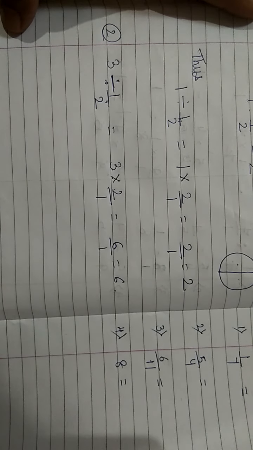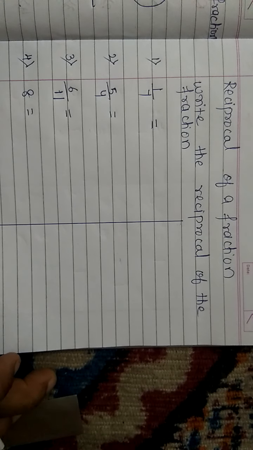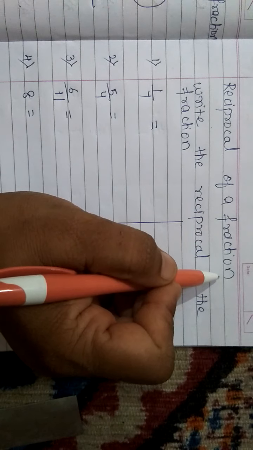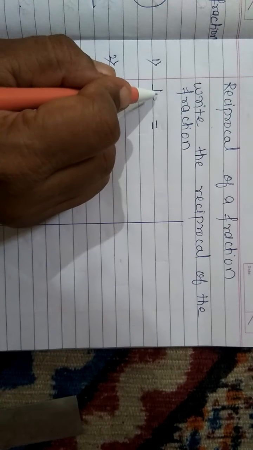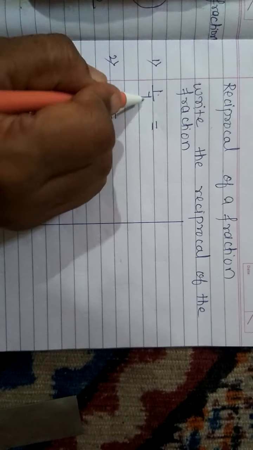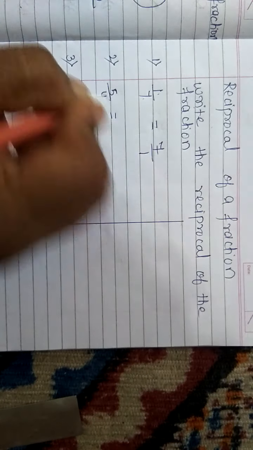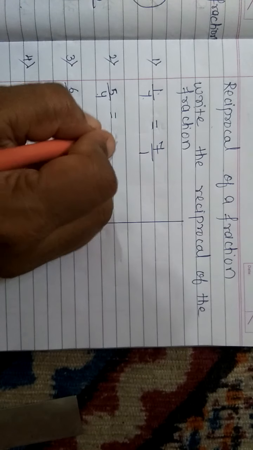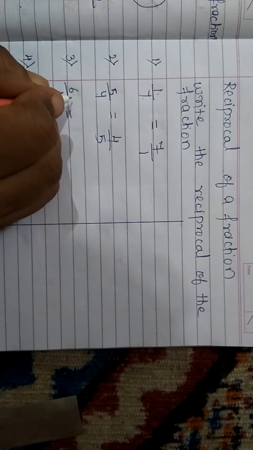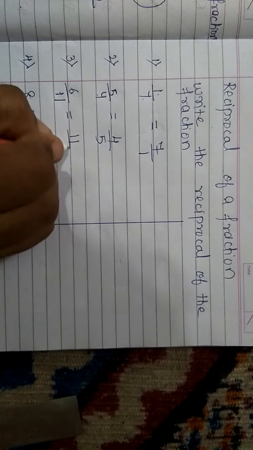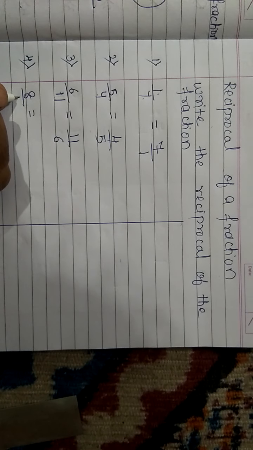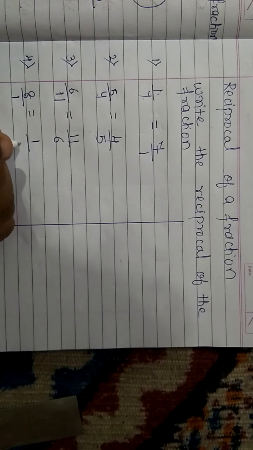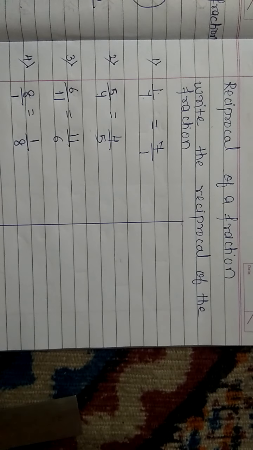Understood children? Now children, you have come across the word reciprocal. What is the reciprocal of a fraction? First, I am telling you how to write the reciprocal of a fraction. Reciprocal of 1 by 7 is 7 by 1. Reciprocal of 5 upon 4 is 4 by 5. Reciprocal of 6 by 11 is 11 by 6. And for reciprocal of 8, there is nothing in the denominator, it means there is always 1. So it is 1 by 8. Understood children?